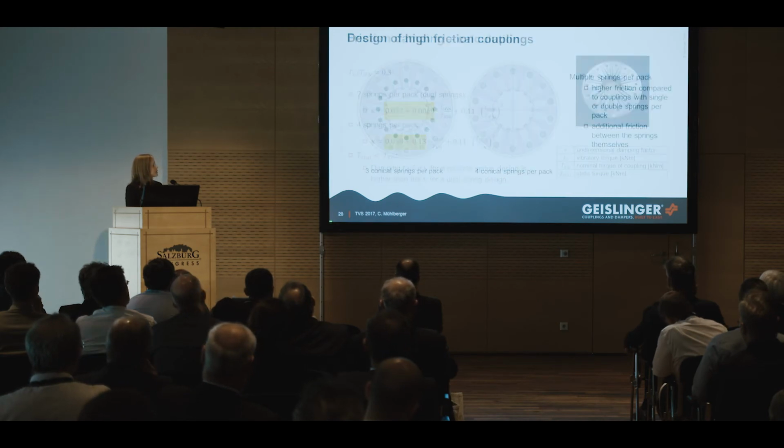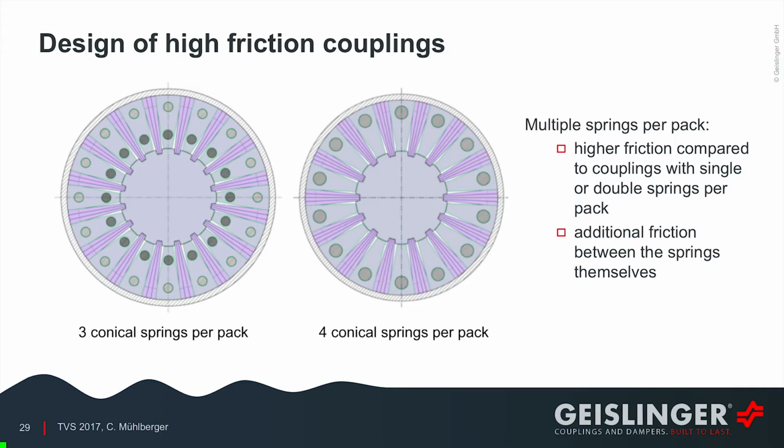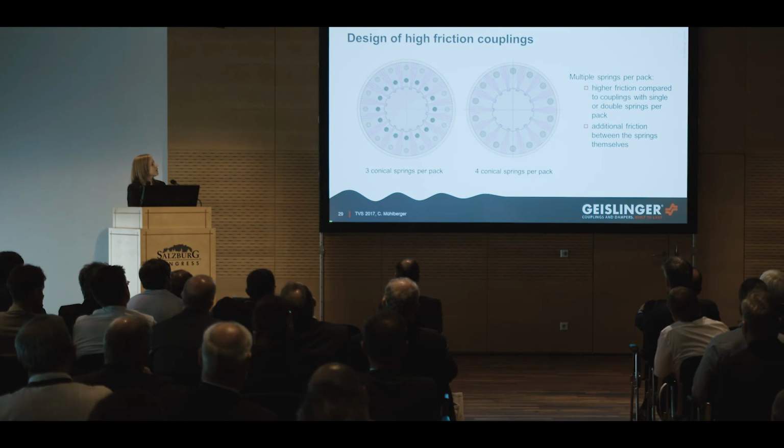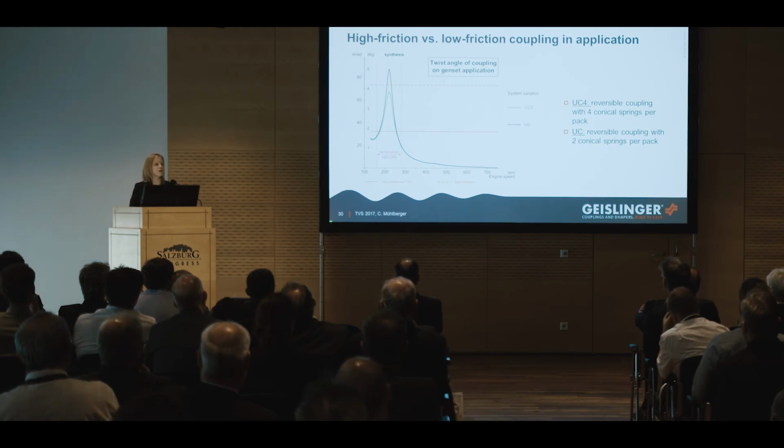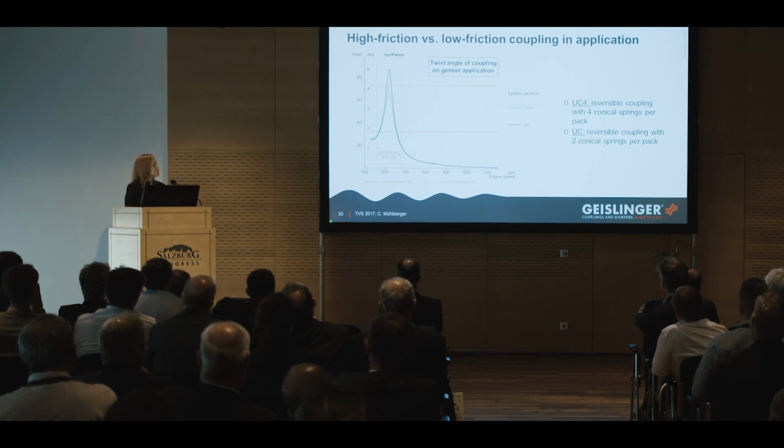If we apply this to the design strategy, we have here 2 examples. On the left side, a coupling with 3 conical springs per pack, and on the right side, with 4 springs per pack. This design then gives us the desired additional friction damping. Applying such a coupling to a genset application, we would get these results. We see clearly that the twist angle of the coupling can be decreased significantly when we use a 4 springs per pack coupling, this green curve, instead of a coupling with a dual spring design, which would be here. So higher friction damping in this case is beneficial.